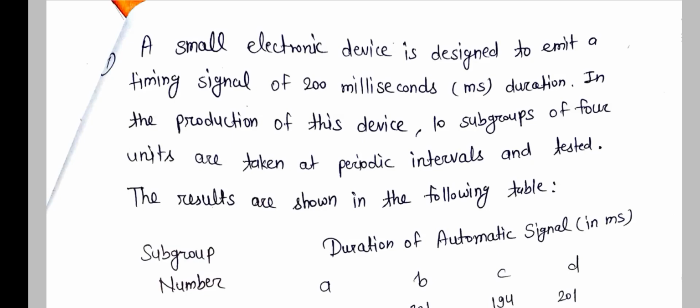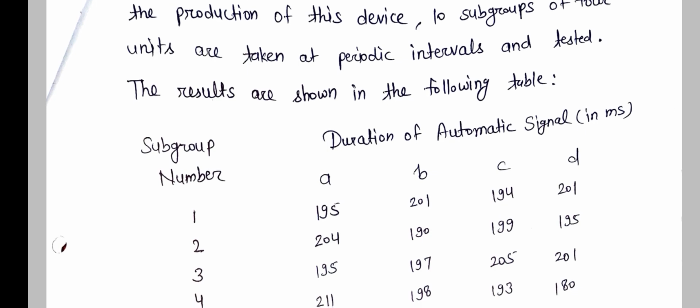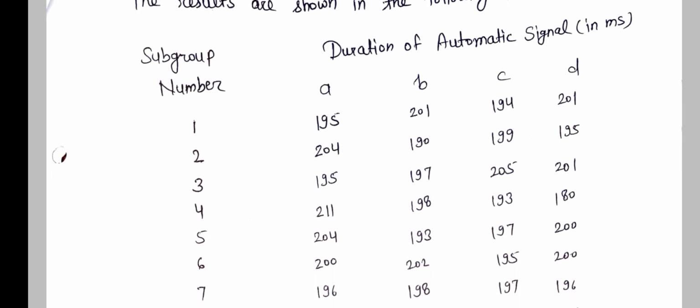So this question is from the MSTE 001, the 7th question. A small electronic device is designed to emit a timing signal of 200 milliseconds duration. In the production of this device, 10 subgroups of 4 units are taken at periodic intervals and tested. The results are shown in the following table.